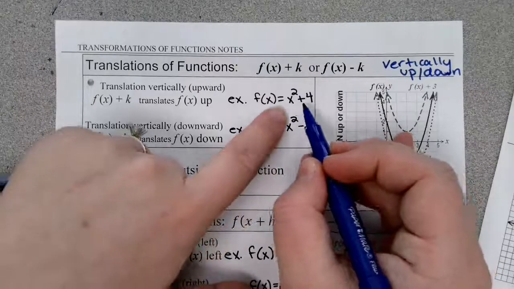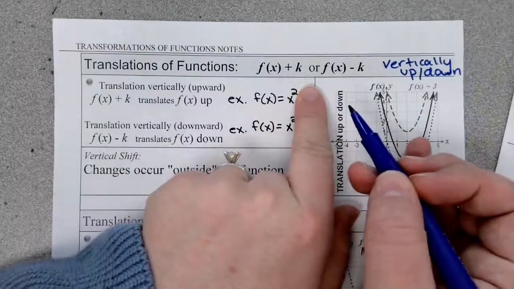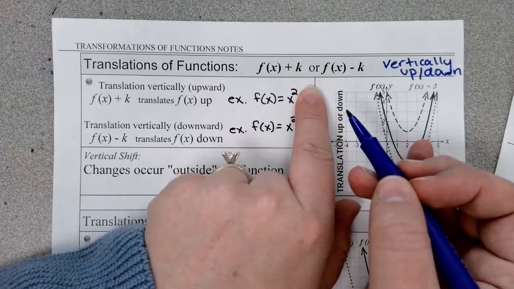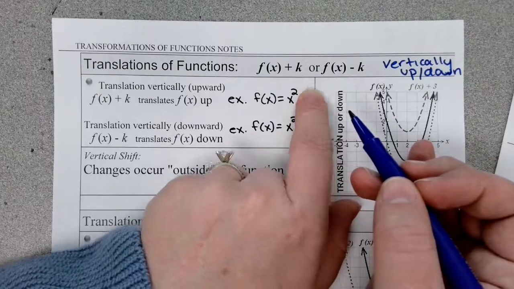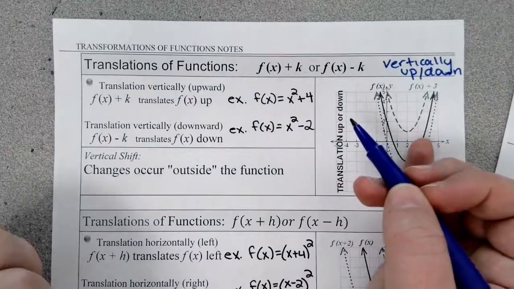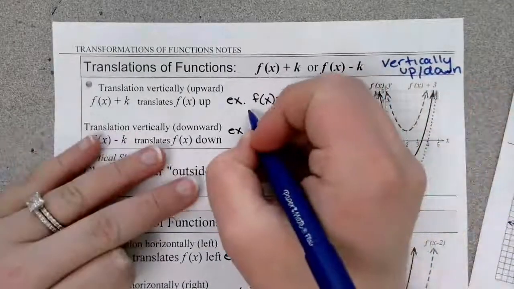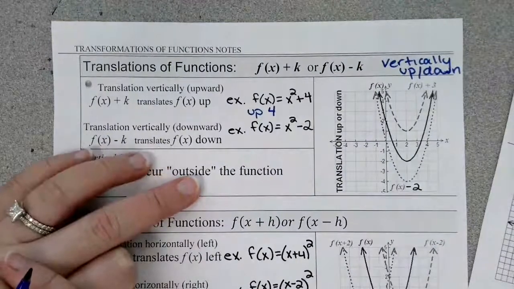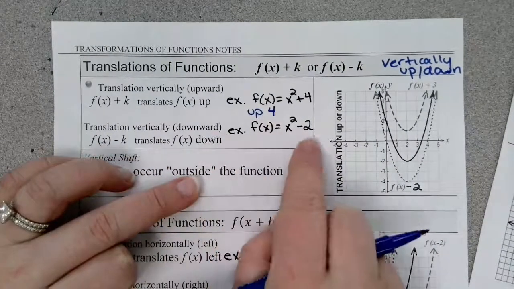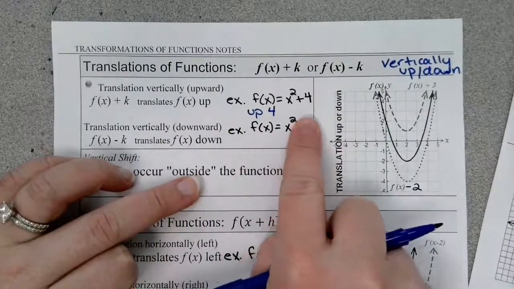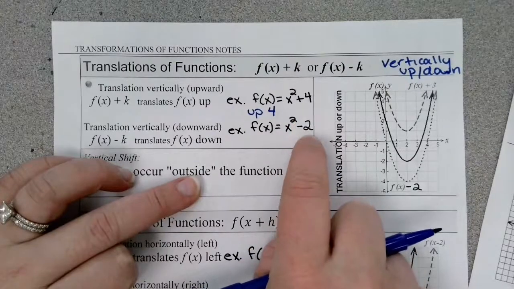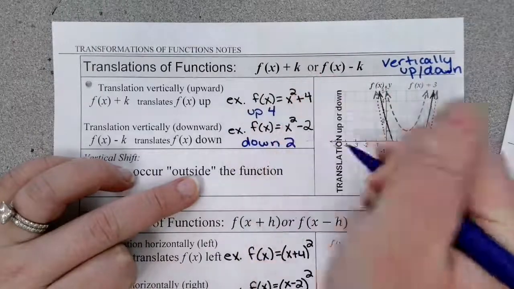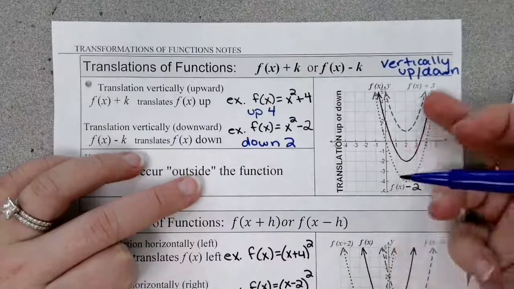For example, our parent function, which you learned about last class, is f of x equals x squared for quadratics, and it's the shape of a parabola. So if I add 4 on, that parent function is going to move up 4 units using the vertex. Same thing if it's going downwards. Parent function, x squared. If I put on a minus 2 at the end, that means it's going to go down 2 units.